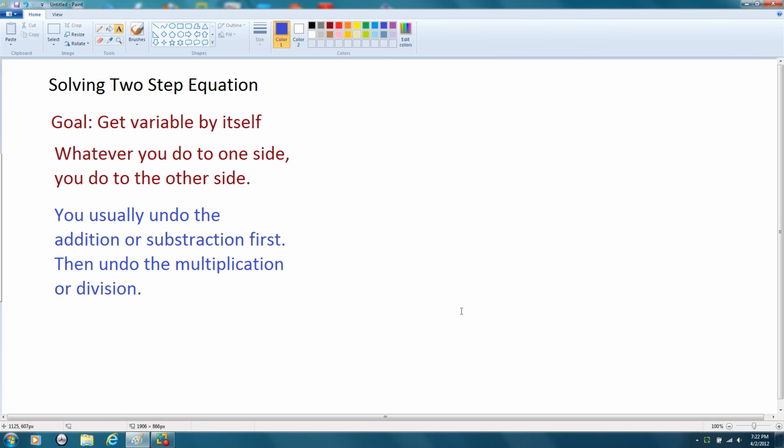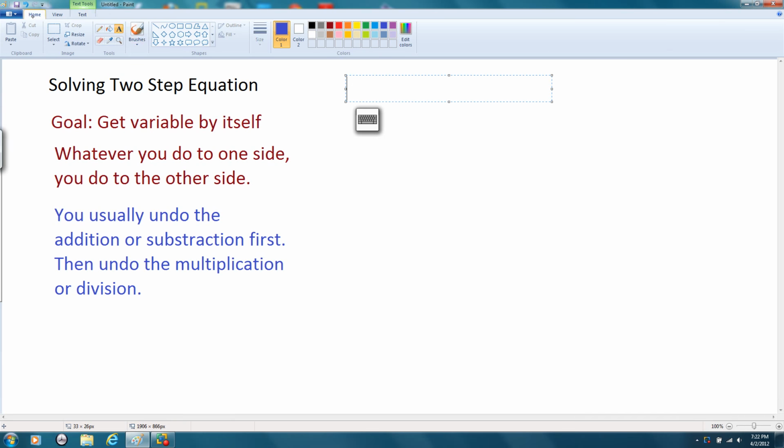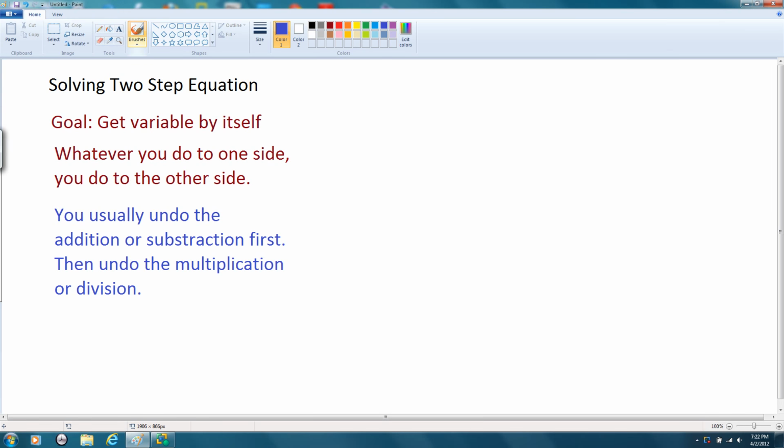This is a pre-algebra video on solving two-step equations. So we will have an equation that might look something like this. We might have, let me get the pen here, something like 3x plus 5 is equal to 20.